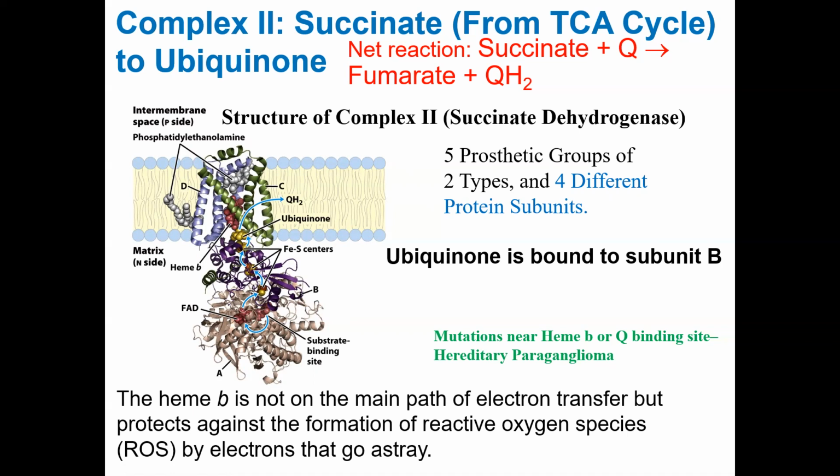And this paraganglioma is what? It's actually a benign tumor of the head and neck. Okay. And it is generated in the carotid body of the head and neck. It's a benign tumor. It's not cancerous. Okay.